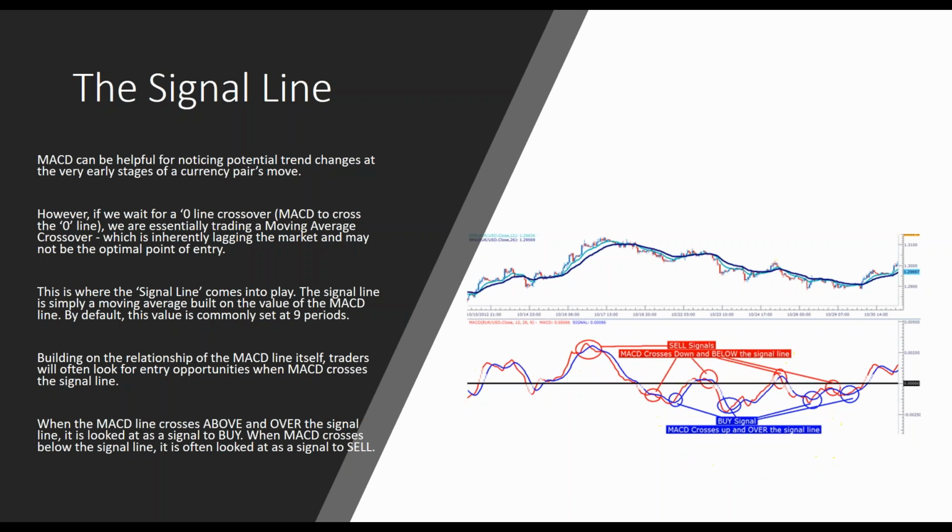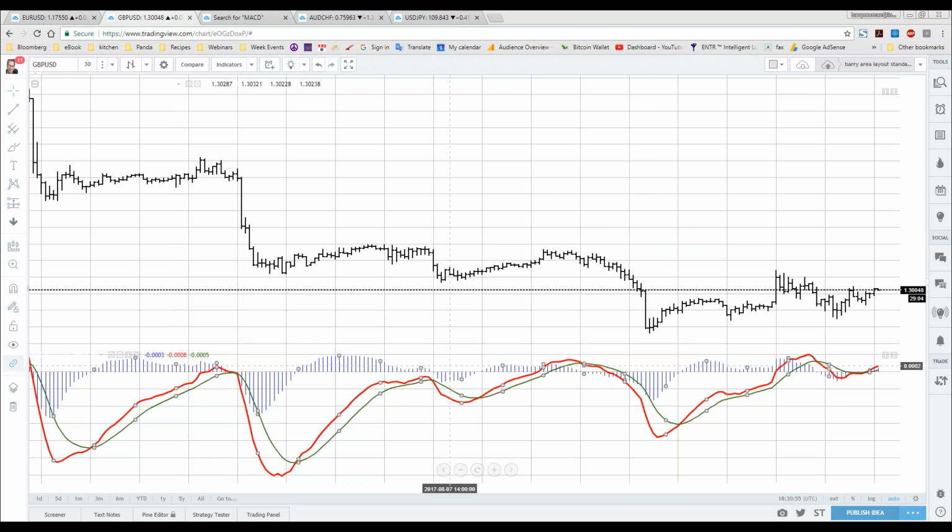So let's see. Let's go back to the real live charts. So what you see here is this histogram, which is the blue lines, simply the bars going up and down. All they are is the difference, the mathematical difference between this line and this line.